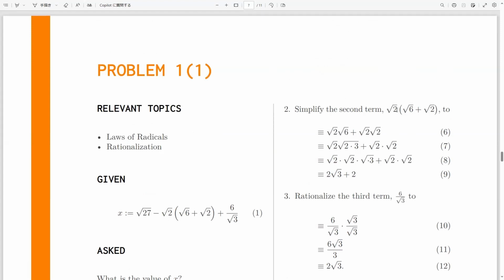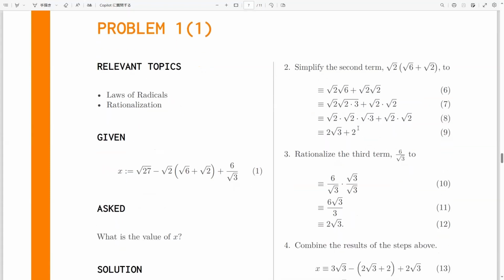Okay, so first we distribute the square root of 2 into the terms. That is the distributive property of multiplication over addition. So square root of 2 times square root of 6, square root of 2 times square root of 2. We notice that this bit here at the end, this is just 2, right? Square root of 2 times square root of 2, you just get 2 in there.